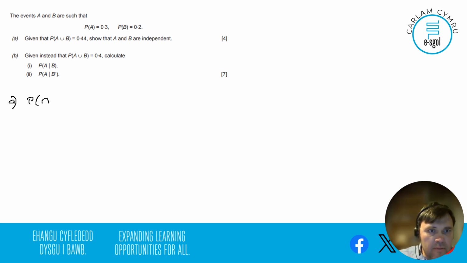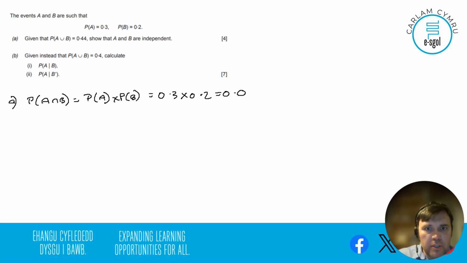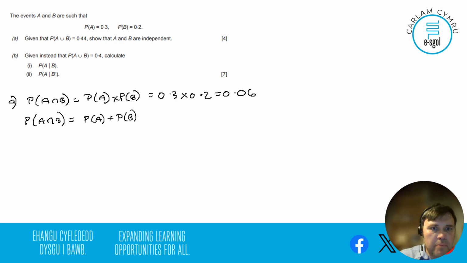the probability of A and B is equal to the probability of A times the probability of B. So that's 0.3 times 0.2, which is 0.06. The other formula is probability A or B, and so on and so forth. I'm just going to rearrange it straight away. A and B is the probability of A plus the probability of B minus the probability of A or B.